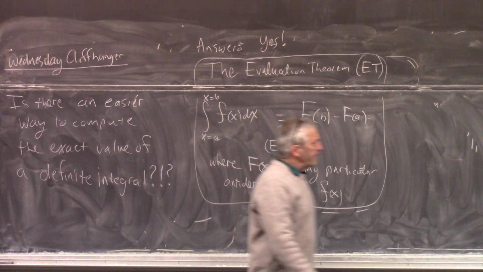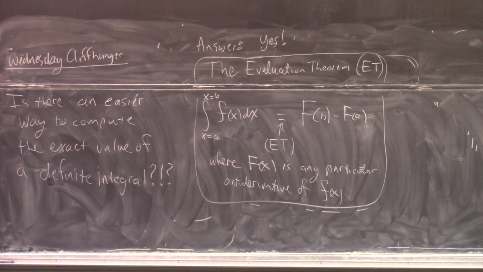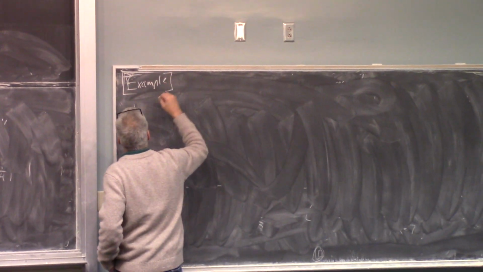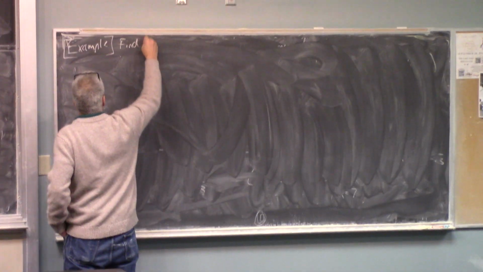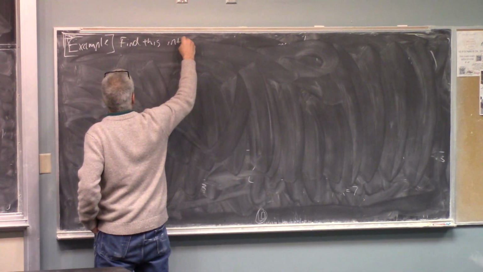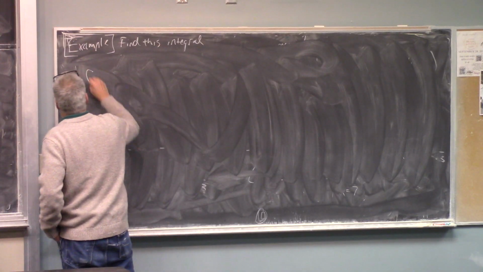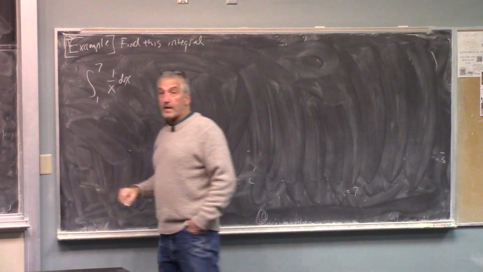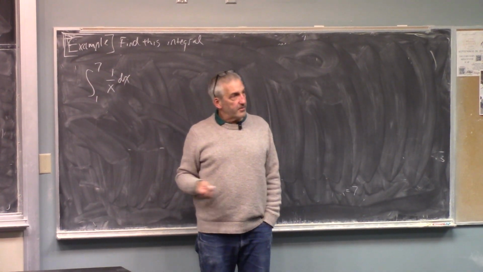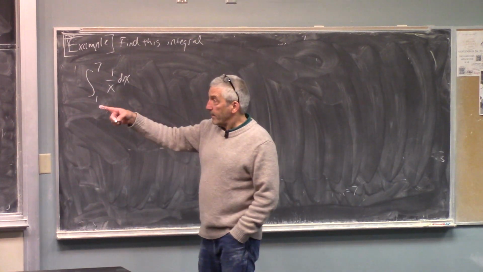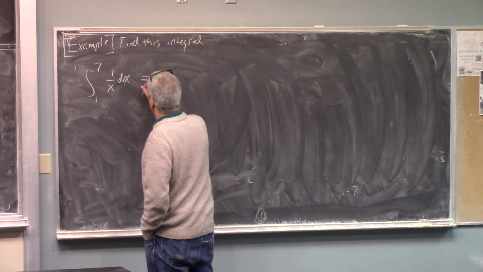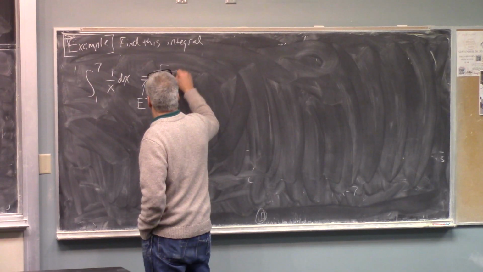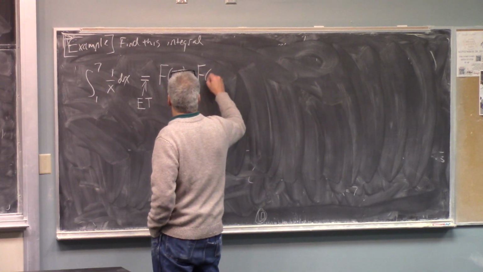So let me do as a first example. Find this integral. So the integral from 1 to 7 of 1 over x. Remember, you don't speak the dx. You don't say it's the integral of 1 over x dx. You just say it's the integral of 1 over x. Well, by the evaluation theorem, we have to do capital F of 7 minus capital F of 1.